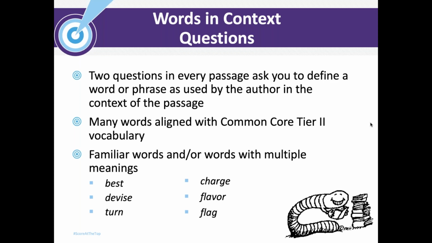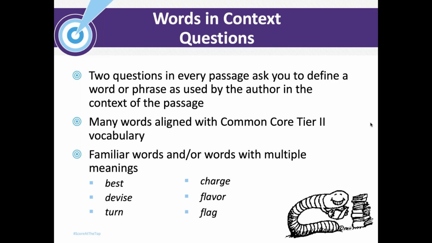Within each passage, you're always going to find two questions that will ask you to define a word or phrase as used by the author in the context of the passage. And the words are typically familiar. You've probably seen them in your textbooks, in the readings that you've done for your English and social science and math and history courses. But there'll be upper level words, but they won't be words that are completely unusual.